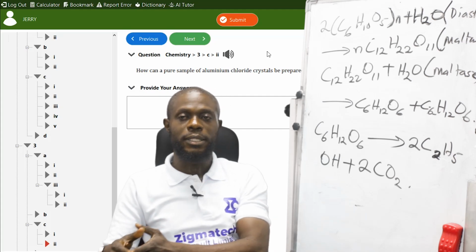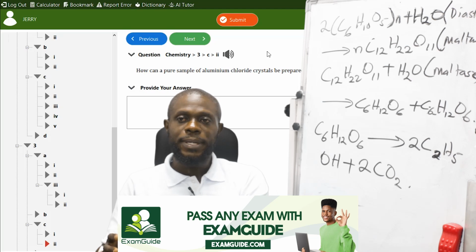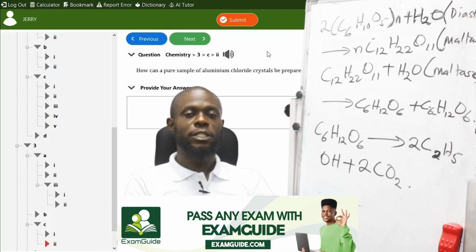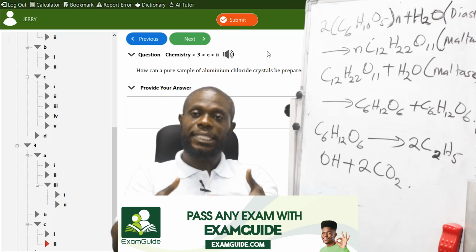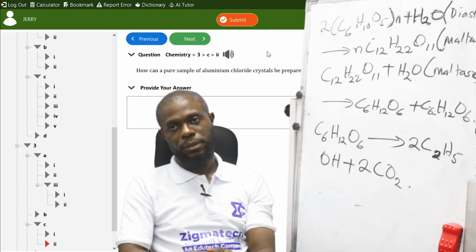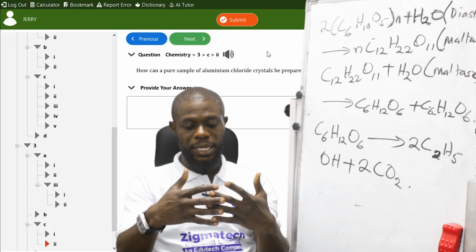Since the aluminum is now more than the hydrochloric acid, you remove the excess metal and keep it in a warm place. That means you filter and get the excess metal. You now keep it in a warm place. When you keep it in a warm place, it is going to evaporate because of the heat.